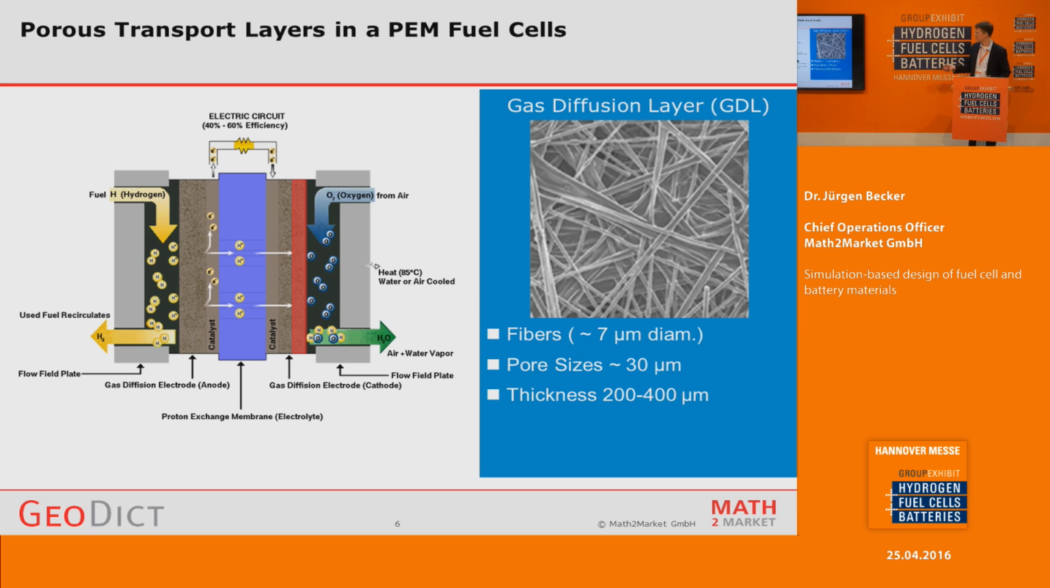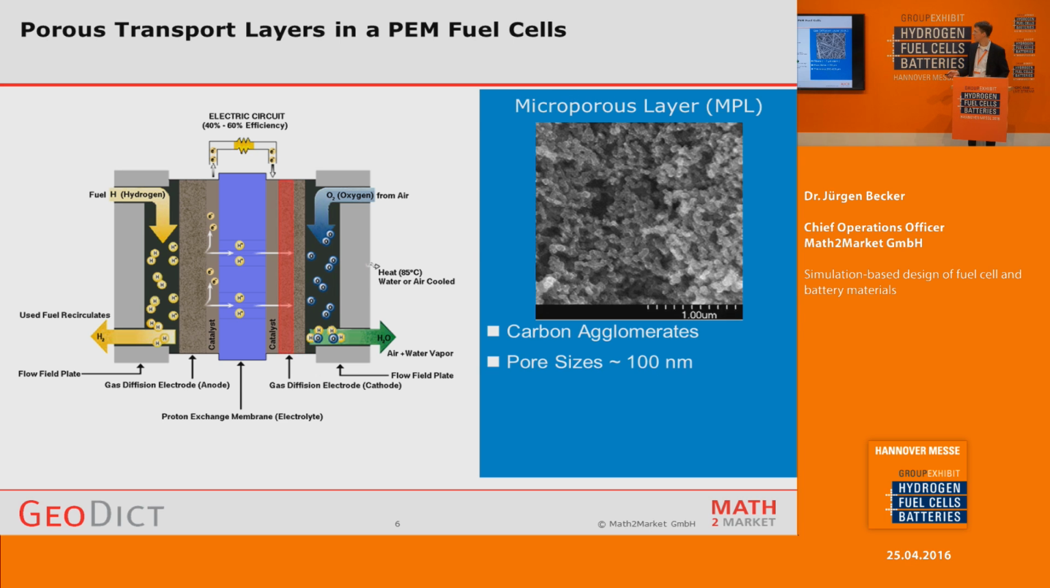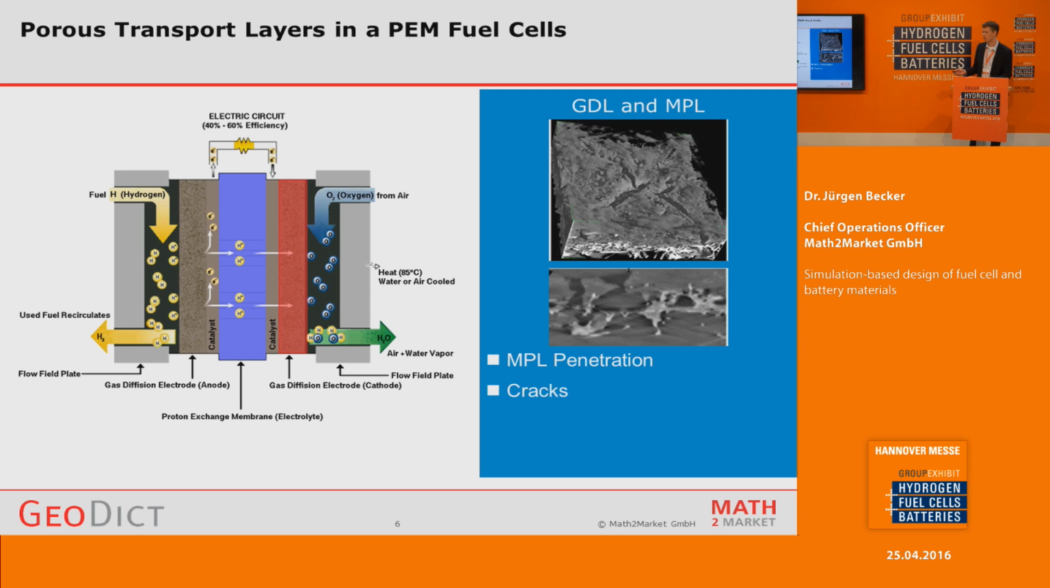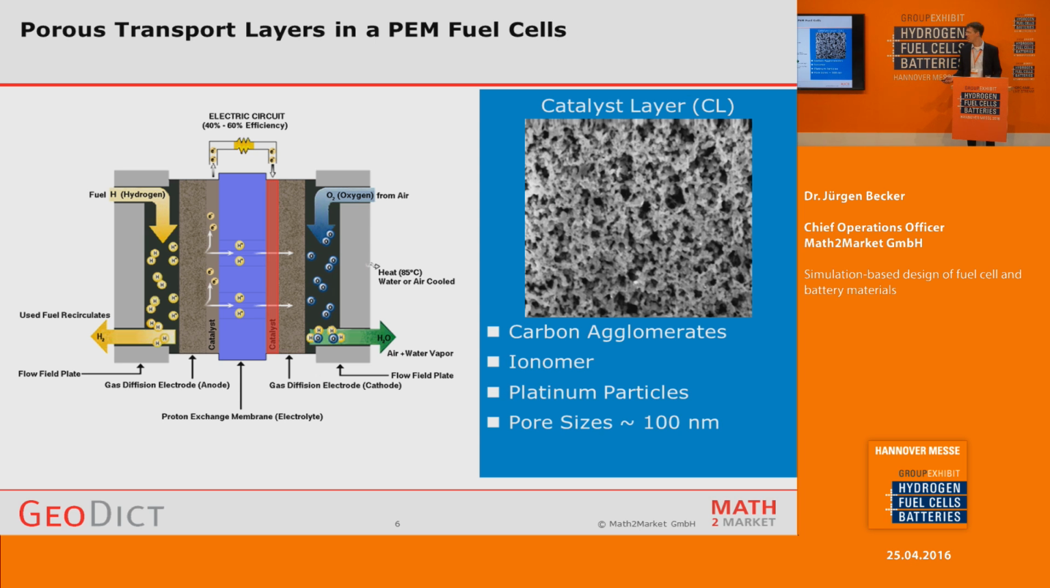And this is a porous structure on this side, and if we look more closely at the catalyst layer, we will have a microporous layer with carbon agglomerates and pore sizes of just a few hundred nanometers. They both form a sandwich, the gas diffusion layer and the microporous layer, where the microporous layer penetrates into the gas diffusion layer and forms cracks. So there's also a little bit of microstructure involved. And there's a catalyst layer that is also composed of carbon agglomerates, of ionomer, of platinum particles, and where we also have small pore sizes.